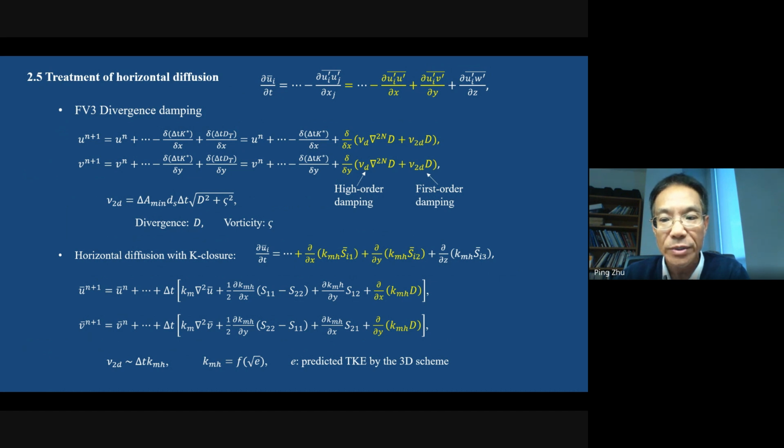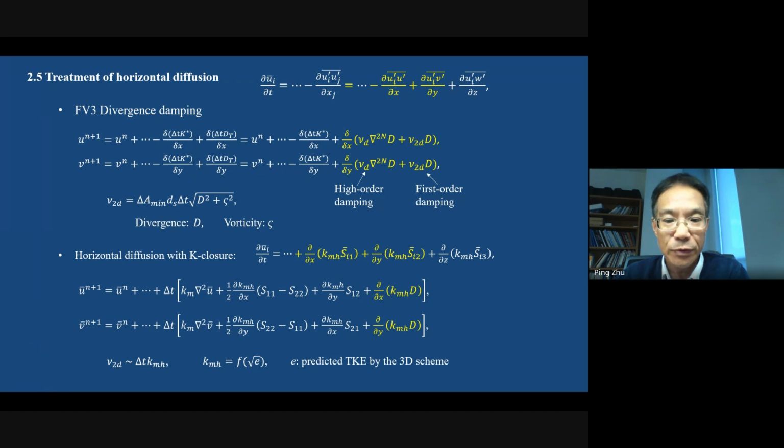So in HAFS, the horizontal and the vertical mixing are treated completely differently, independently, but this does not truly reflect the interconnected turbulent mixing in the gray zone. So now let's compare the FV3 divergence damping with horizontal diffusion formulated with K closure. We see that the first order damping is equivalent to the yellow terms in the governing equation using K closure. This provides a way to parameterize first order damping using the predicted TKE, consistent with vertical diffusion parameterization.